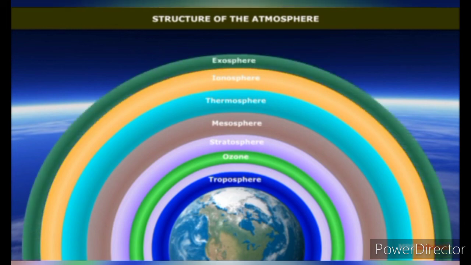Exosphere. It is very difficult to fix a boundary between the thermosphere and the exosphere. Beyond 640 kilometers of height, the atmosphere becomes rarefied. It reaches its limit at 1050 kilometers.